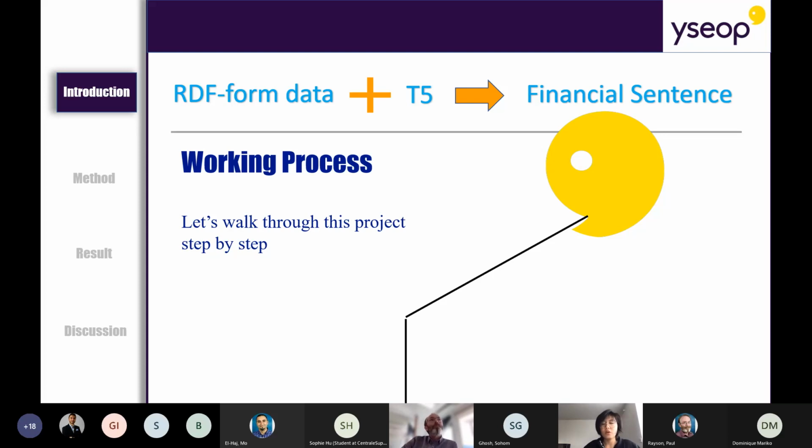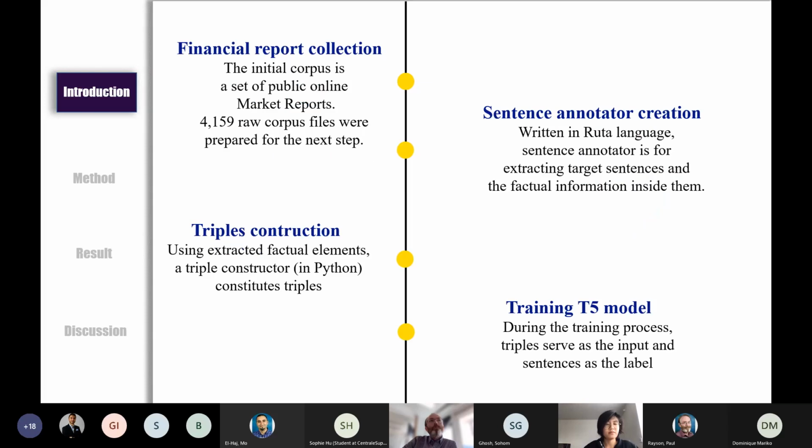And next, we will go through the project step by step. First of all, we collected a set of public online market reports as our initial corpus, and 4,159 raw corpus files were prepared for the next step. Next, we built a sentence annotator to extract a sentence from financial reports written by a real person and annotate the factual information inside the sentence.